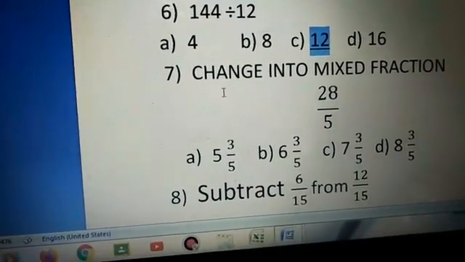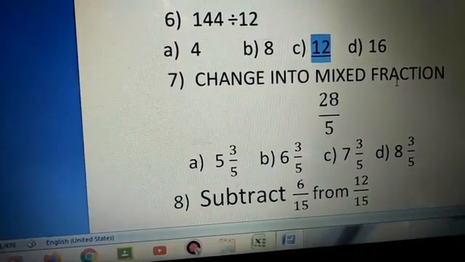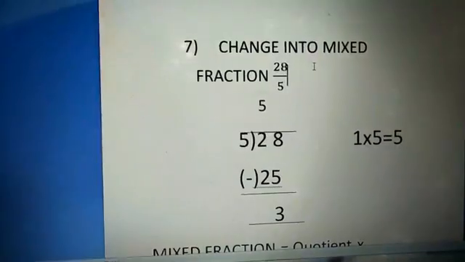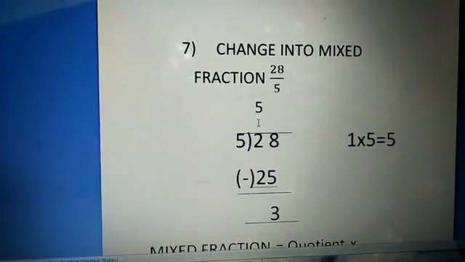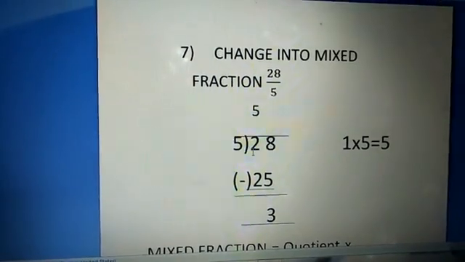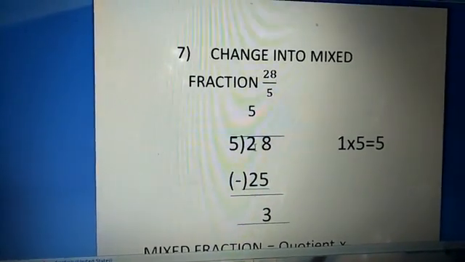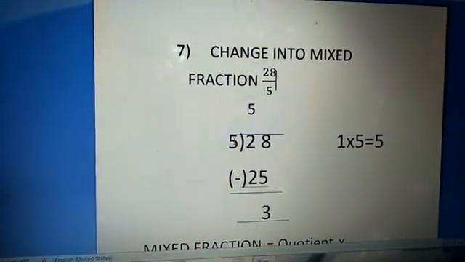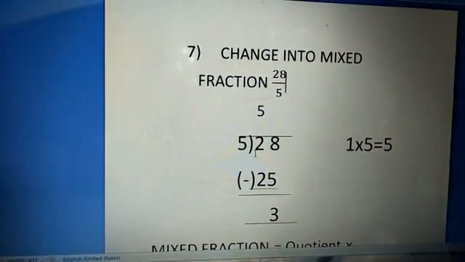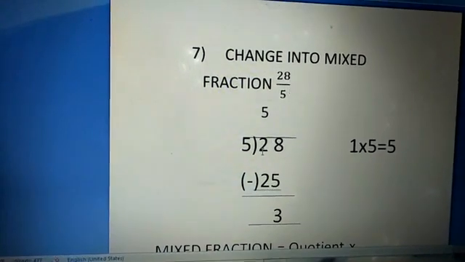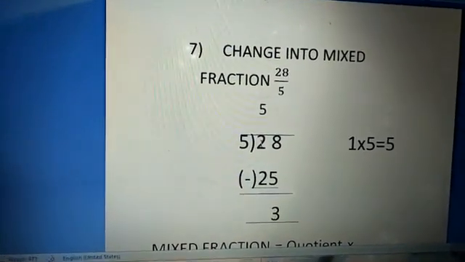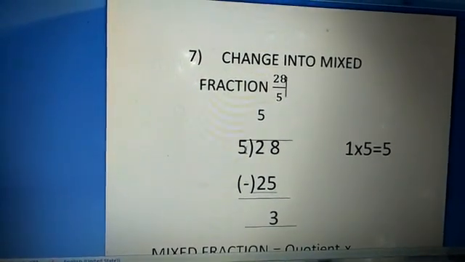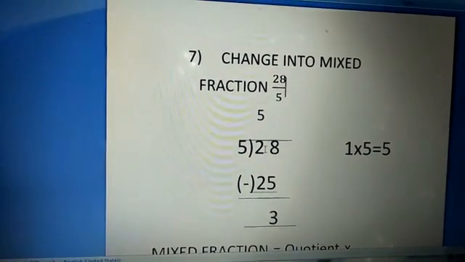Next question. Change into mixed fraction. 28 divided by 5. So we need to divide. I write the dividend inside and the divisor outside. 28 is the dividend and 5 is the divisor, children. First you have to check the tens place, where we have 2. The dividend is less than the divisor. So we cannot divide. So I take the second digit also.